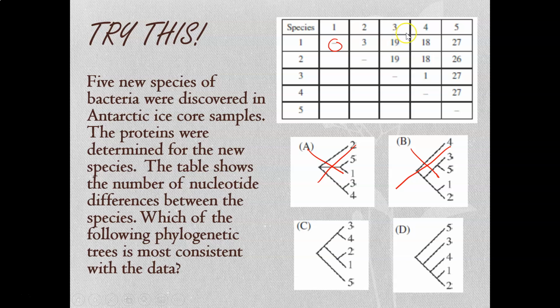If I look at 3 and 4, they have the same number of differences to 1 and 2. What does that tell me? Well, that tells me that these guys have to be on the same branch together as opposed to branching off of each other. So what does that do? That eliminates letter D because they're next to each other as opposed to directly connected. And so letter C is the best choice given the data that we're presented with.